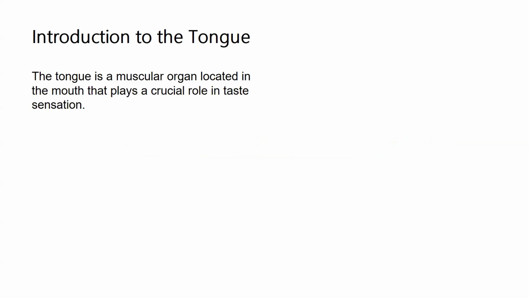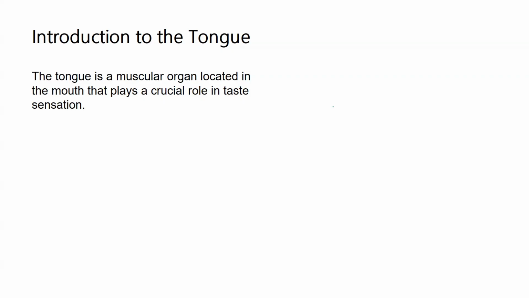So what is a tongue? The tongue is a muscular organ located in the mouth that plays a crucial role in taste sensation. Remember, we have different tastes. We may have sweet, sour taste. So it is actually the role of the tongue to differentiate the tastes of different things that we are taking into our body as a nutrient.